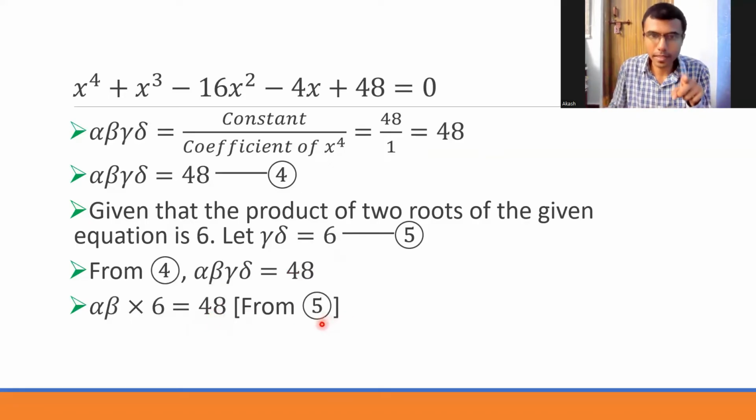Again, don't forget to mention it like this. It's very easy for the examiner to evaluate if you indicate each equation nicely like this. So sending the 6 over, what would I be getting? 48 by 6, which is nothing but 8.